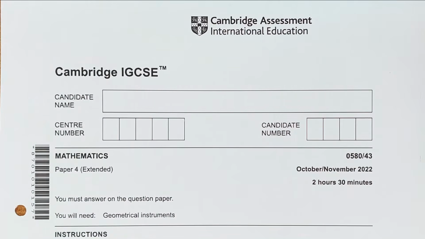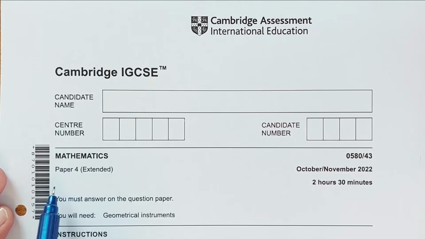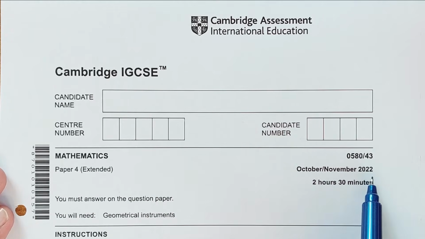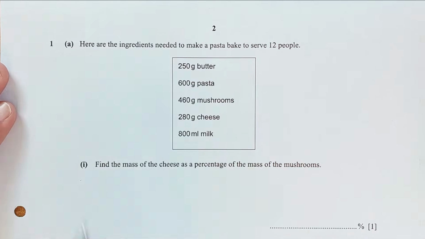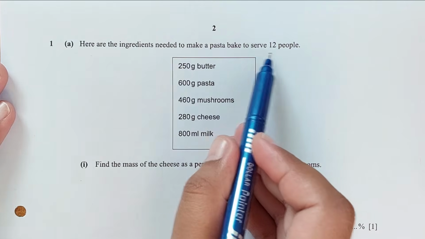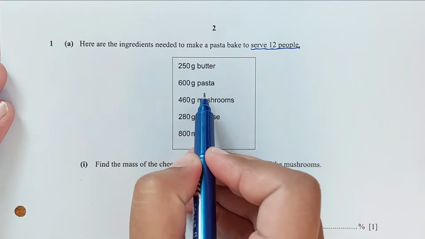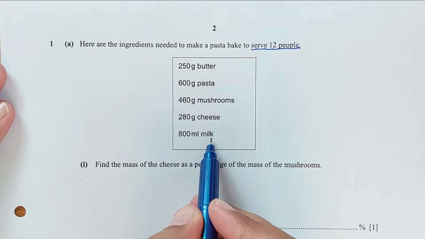Hi everyone, in this video I'm going to solve Cambridge IGCSE Mathematics Paper 4 Extended, October-November 2022, Paper 4-3. So let's start with the first question. Question number 1, part A. Here are the ingredients needed to make a pasta bake to serve 12 people: butter, pasta, mushrooms, cheese and milk.